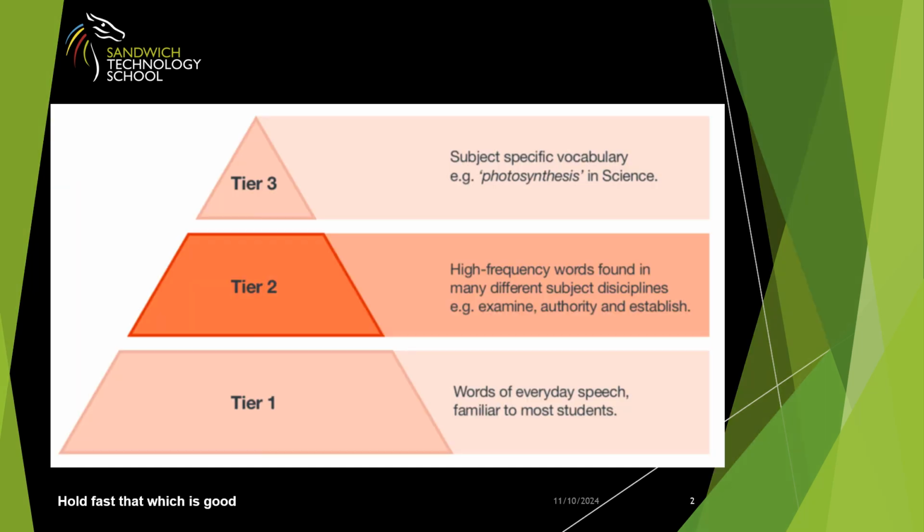By now I'd hope that we're all familiar with this little triangle representing the different levels of vocabulary that students are going to have to be exposed to and have a good grasp of to be successful in their examinations. Down at the bottom, we've got our tier 1. These are the everyday speech words that most students are probably going to be quite familiar with. Tier 2 are the high frequency words in the range of subject disciplines. These are the kind of overlapping words, if you like, that they tend not to use in everyday speech, but will be very common, particularly in those exam settings.